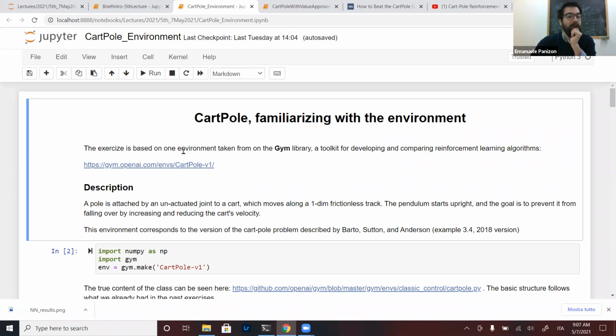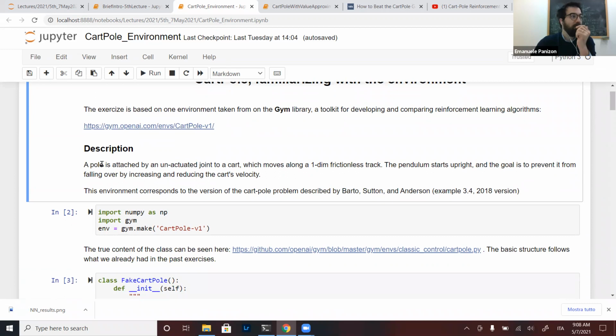Cart pole is one environment taken from the gym library. You can find it here. It's a physical problem in which you have a pole attached to a moving cart on a track, so the cart is moving. You have a pendulum, but it's an inverted pendulum, so the pole starts in a vertical position, and you have to try to balance it just by moving the cart below, left and right. So your actions are on the cart, but your reward is that you don't want the pendulum to fail.